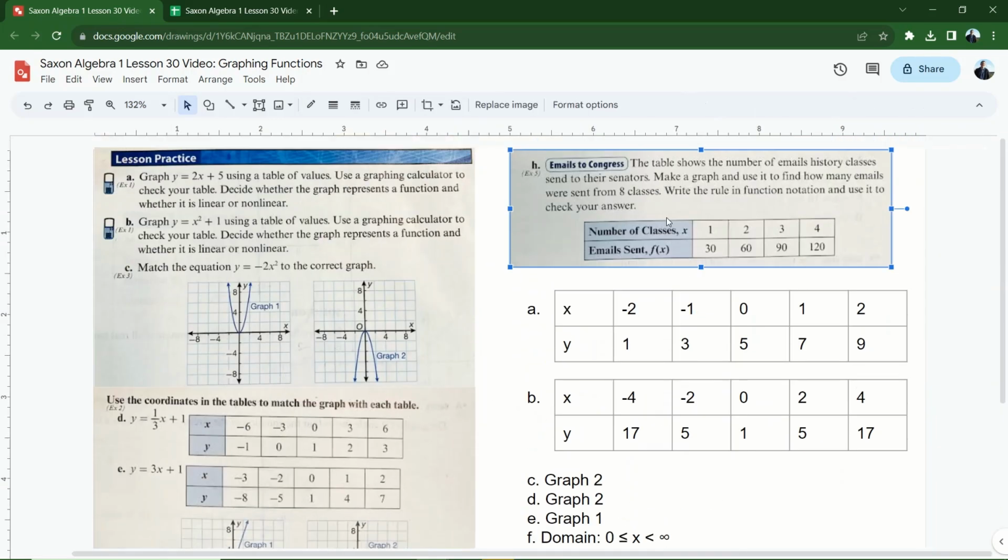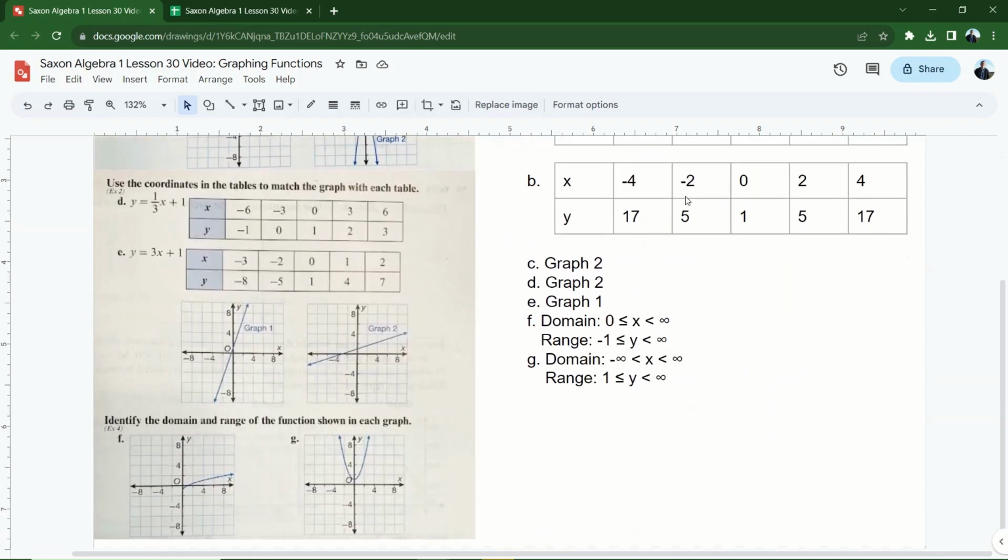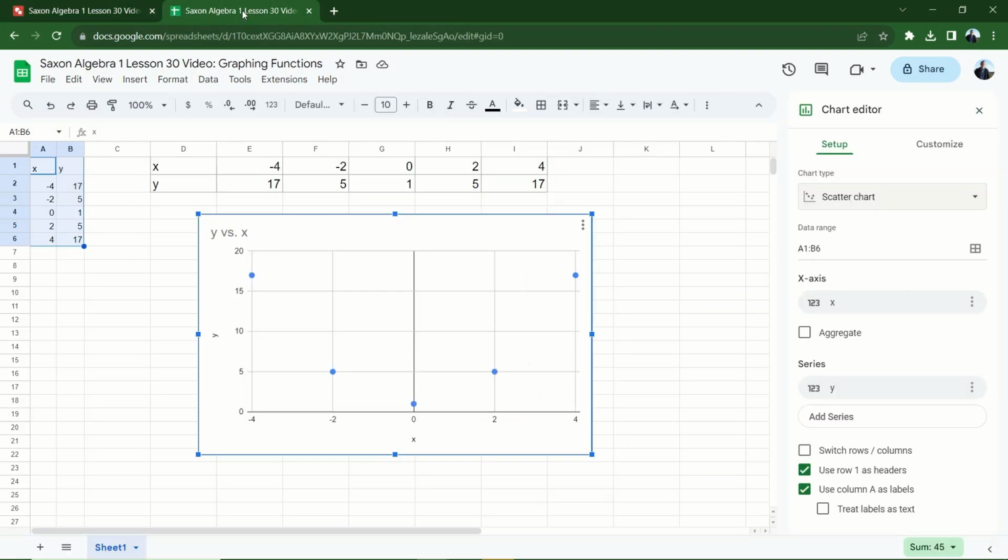This table shows the number of emails history classes send to their senators. Make a graph and use it to find how many emails were sent from 8 classes. Write the rule in function notation and use it to check your answer. Whew, that's a lot of work.